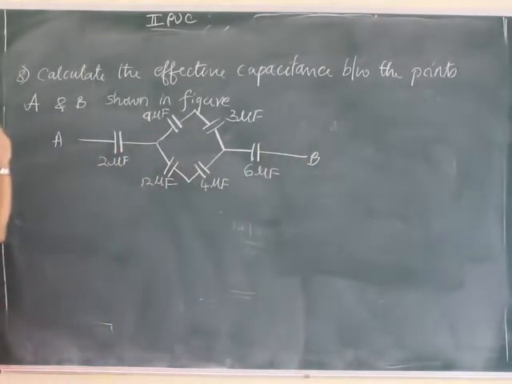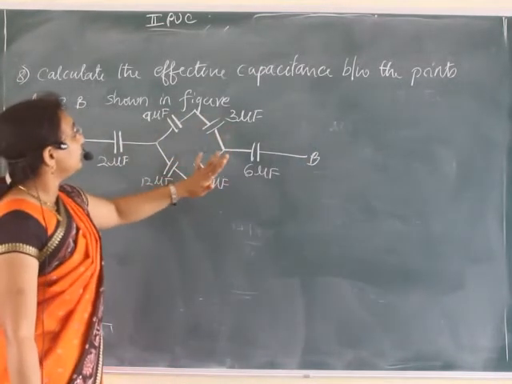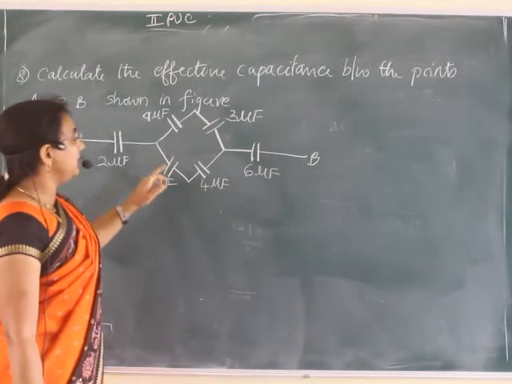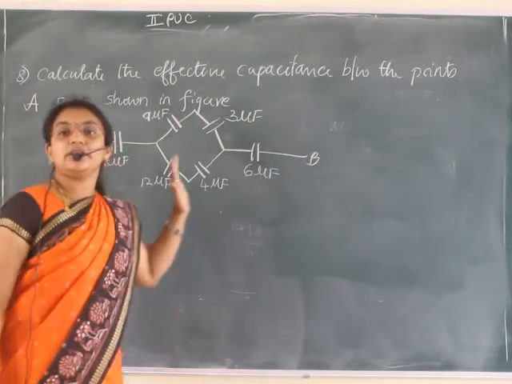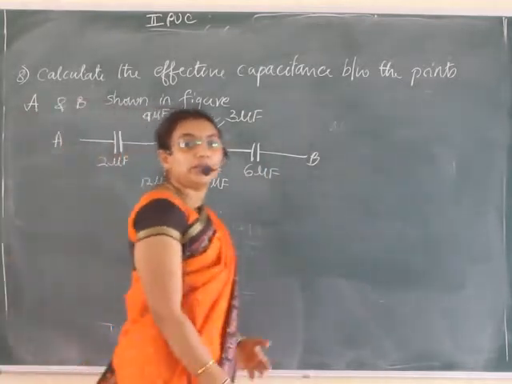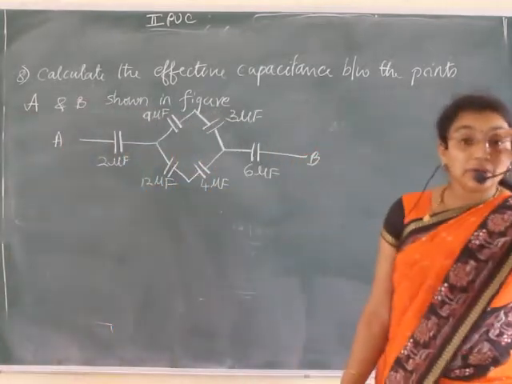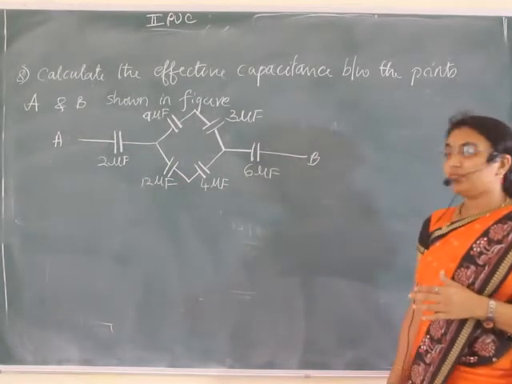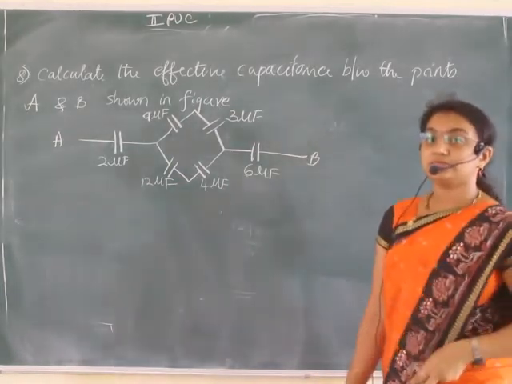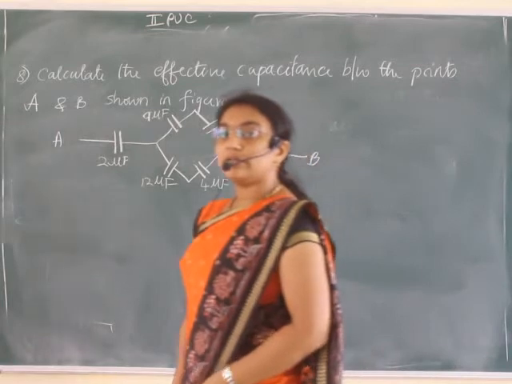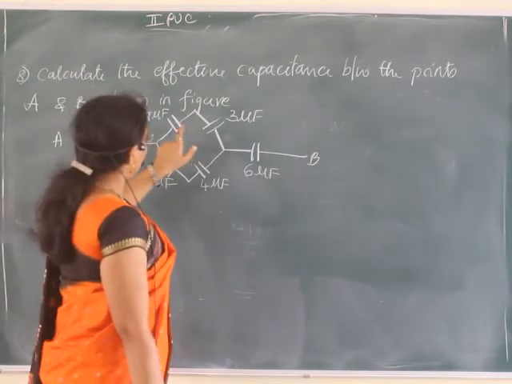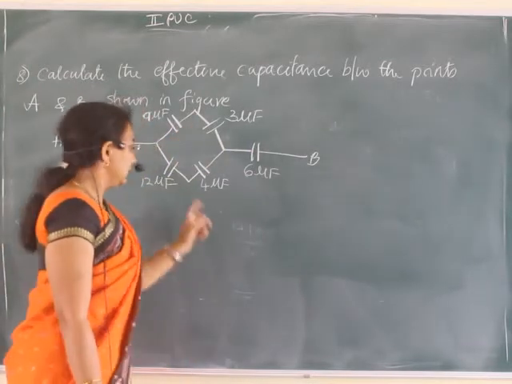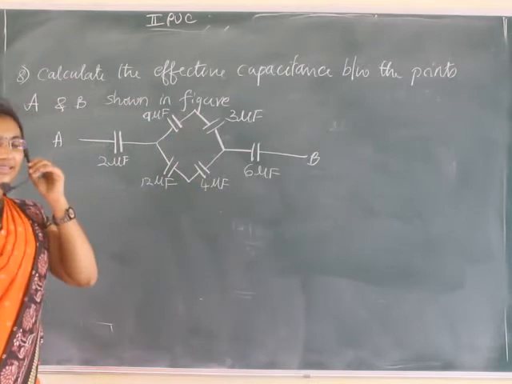What you have to do is calculate the effective capacitance between the points A and B for the given diagram. Correct? How can we calculate? Can you help me with calculating this one? See here, these two are connected in series. These two are connected in series.